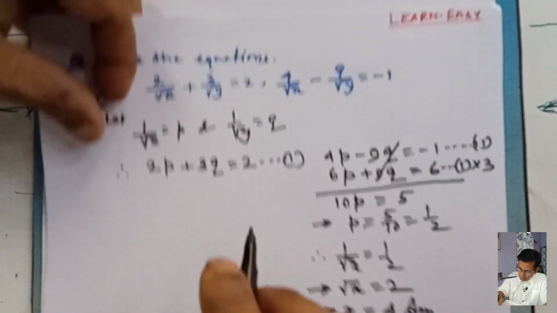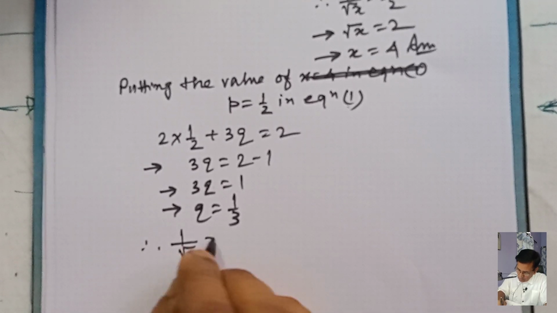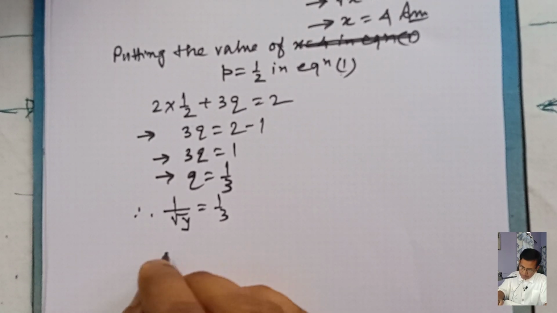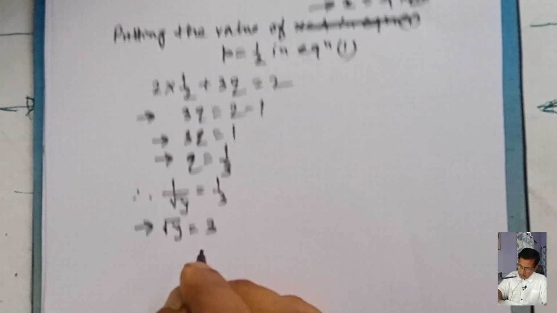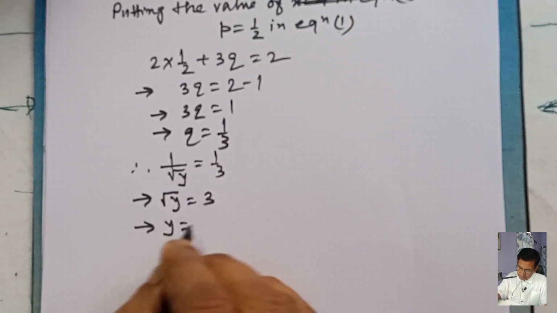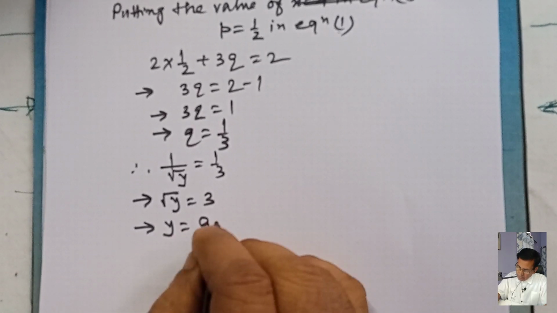We have assumed that 1 by root y is equal to q. Therefore 1 by root y is equal to 1/3, or root y is equal to 3, squaring both sides, y is equal to 9. So this is the answer.